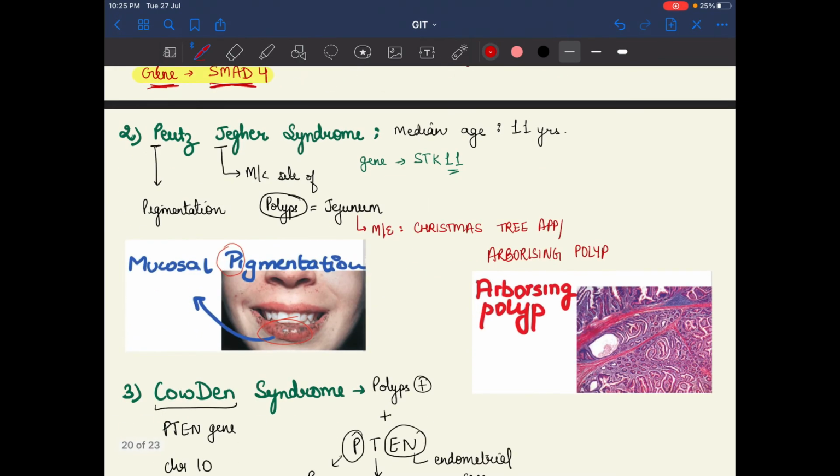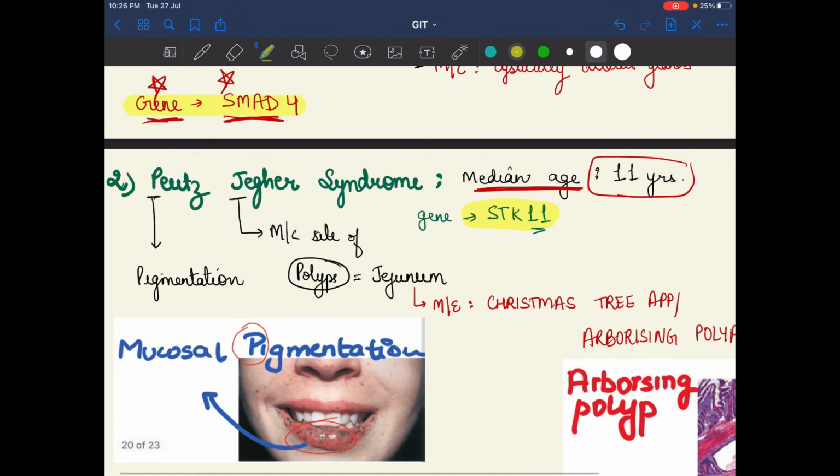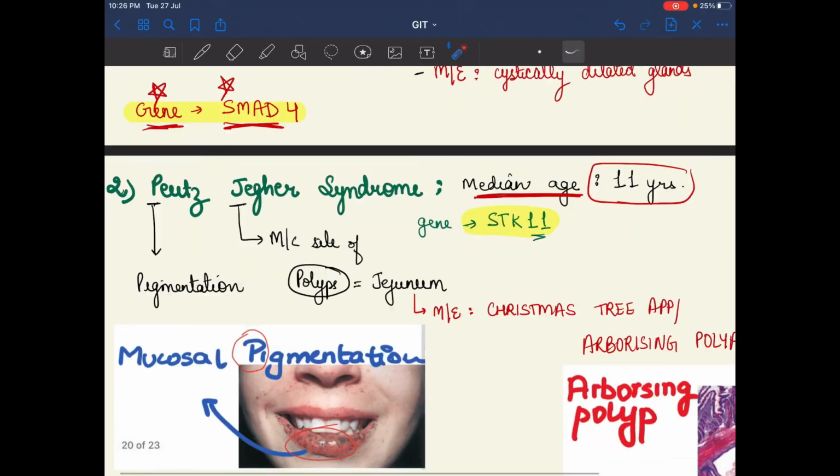After the juvenile rectal polyp, we have Peutz-Jeghers syndrome. JRP involves children, while Peutz-Jeghers syndrome involves middle-aged people, mostly around the age of 11. Here the gene involved is STK11, while in JRP the gene involved is SMAD4.